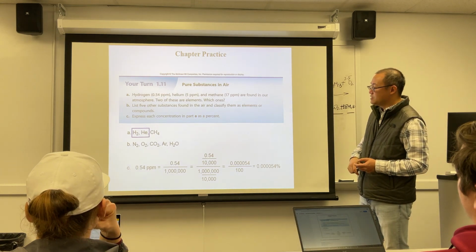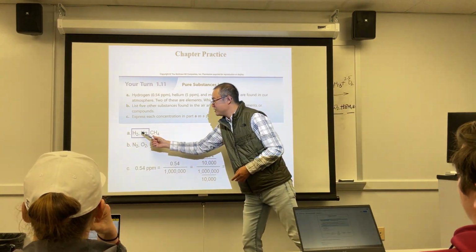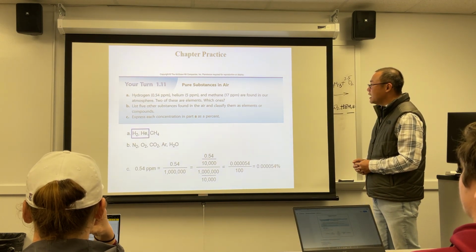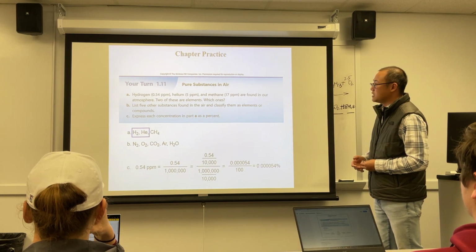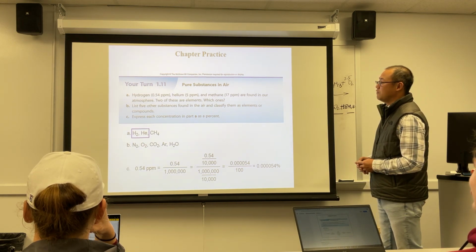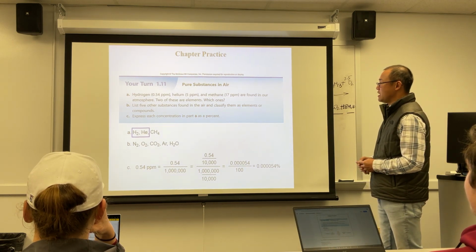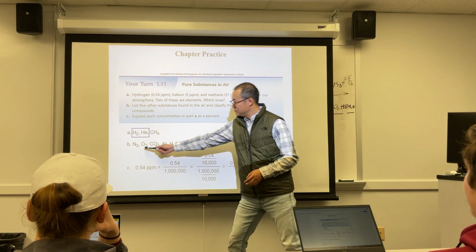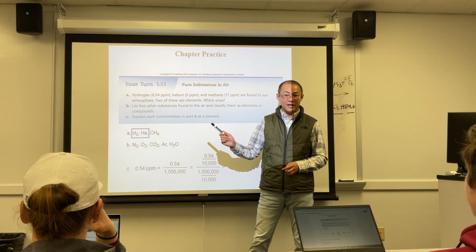Two of them are elements. Which two? Hydrogen and what? Helium, right? And the other one is a compound. Number two asks you to list 5 other substances found in the air and classify them as elements or compounds. I listed them here, and we quickly go over whether they're element or compound.